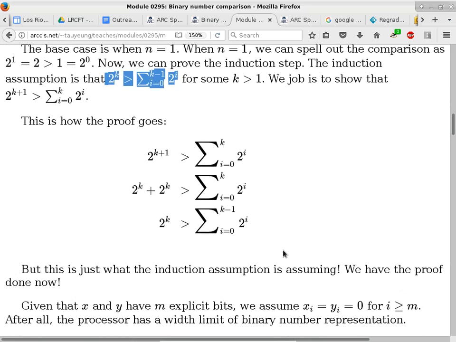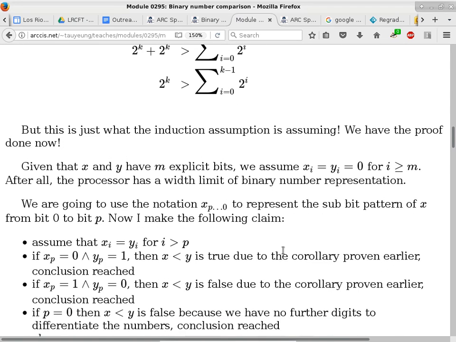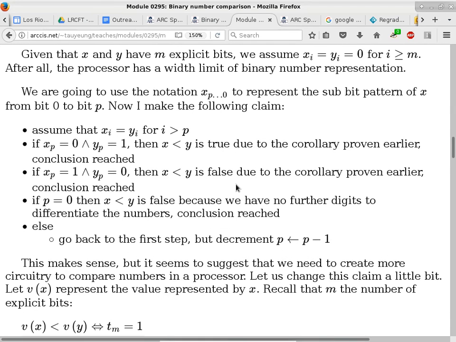Okay, so moving on. The next part is a proof, and this part is a little bit more difficult to understand. So we first have to talk about the terminology. Once again, we have two numbers, x and y, that we're dealing with. And this time, I'm just going to say that we are using exactly m bits to represent values with these two binary numbers, x and y.